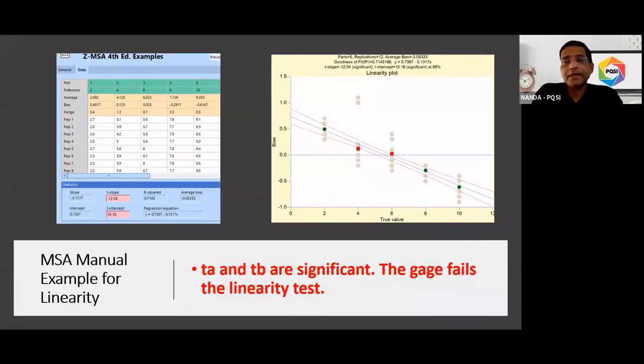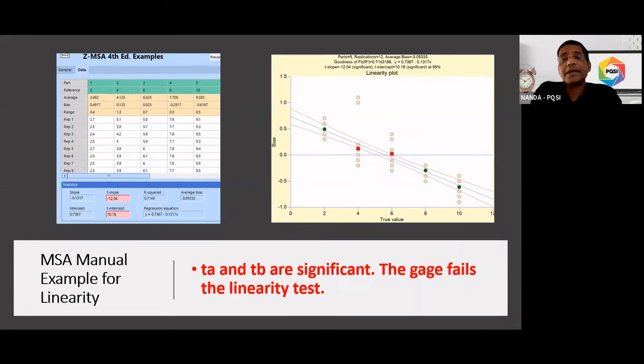Yeah, this is the first output that you get from an MSA manual. If you look at the AIAG MSA 4th edition manual and look at the linearity data that they have, this is the example. Same MSA manual example on linearity. So you'll probably see a very similar table in the manual.